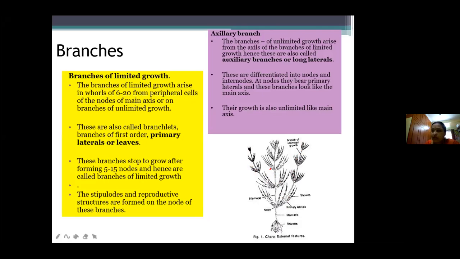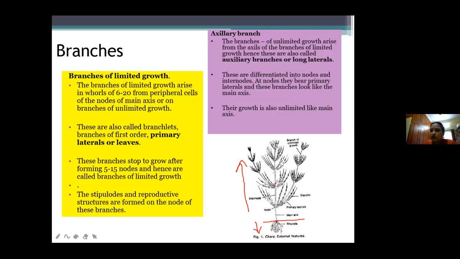Next, this thallus is differentiated into rhizoid. See here, girls, this part is called rhizoid. And the second part is called the axis or stem. It is not a true stem, just a stem-like structure, so it is the axis.